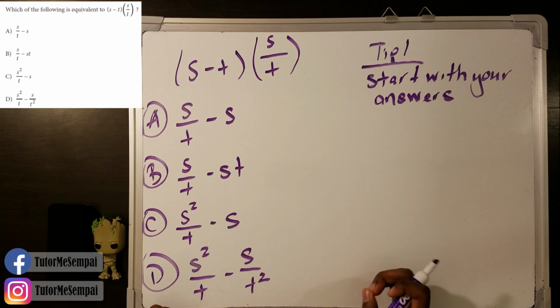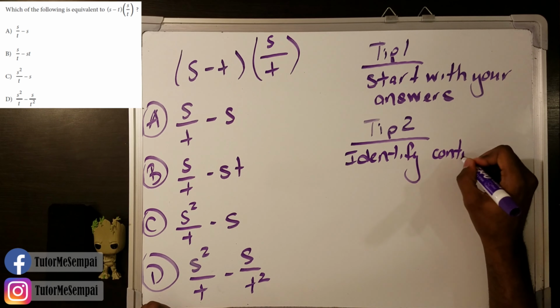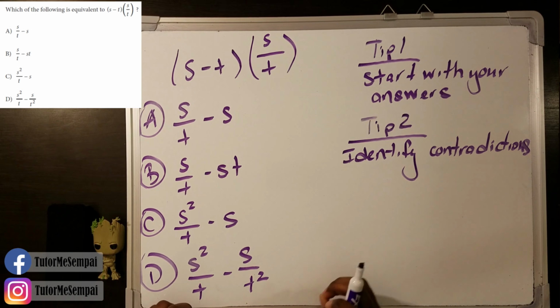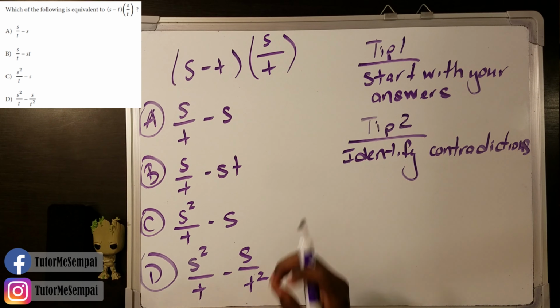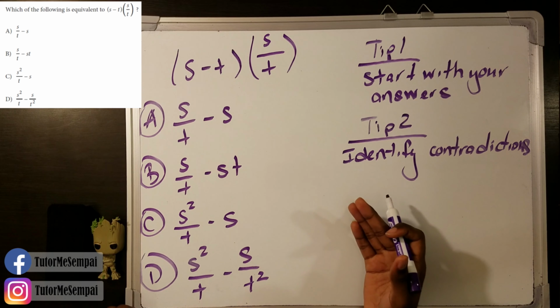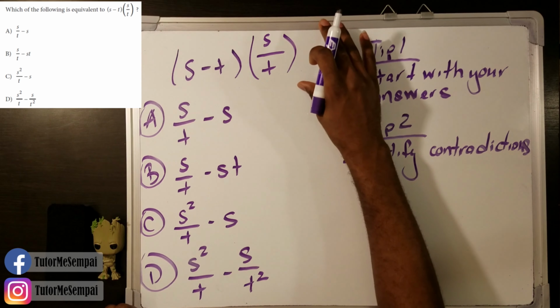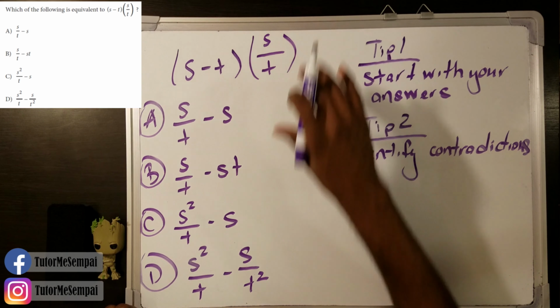So we're going to use tip 1, start with our answers, and then we'll follow it up with tip 2, which is identify contradictions. So what do I mean by identify contradictions? Well, we're going to check out these answers that they give us, and we're going to see which one is going to be impossible based on maybe the existence of something extra, or maybe it's missing something that it needs to have to be matched up with what's in our question.